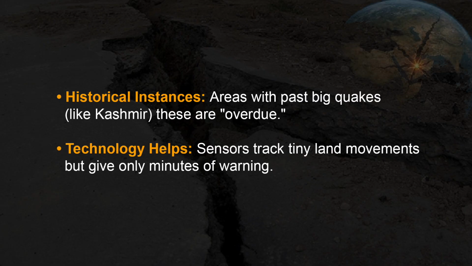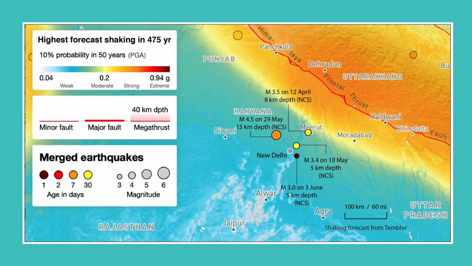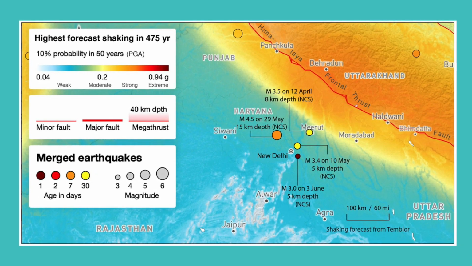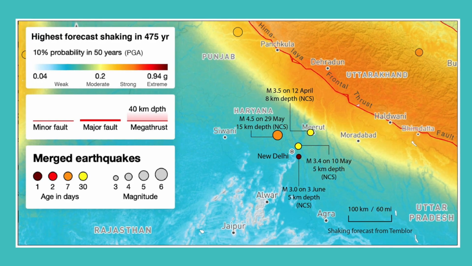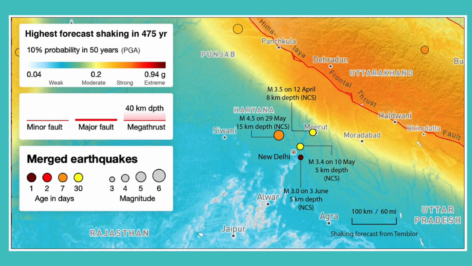Another one is technology help. Sensors track tiny land movements but give only a minute of warning. Reality check: Delhi, which is considered zone 4, has 500 plus tiny quakes yearly. The big one could come in 20 years or tomorrow. We never know. So, how does India reduce earthquake risks?